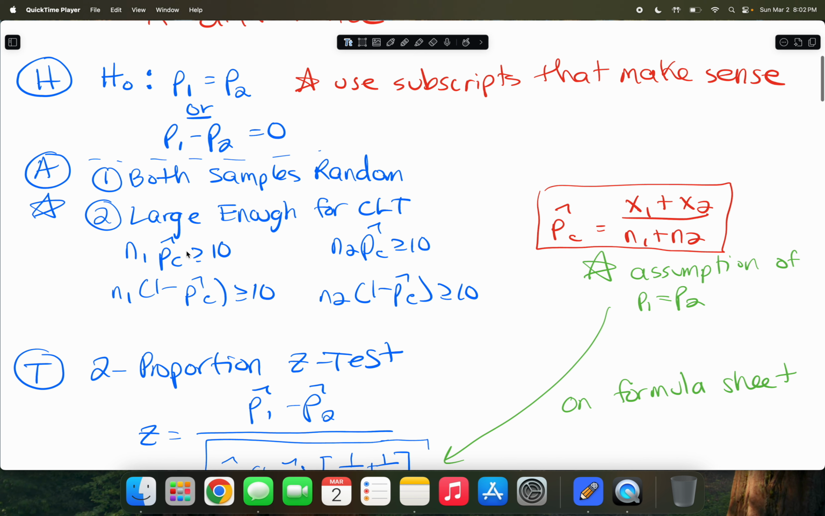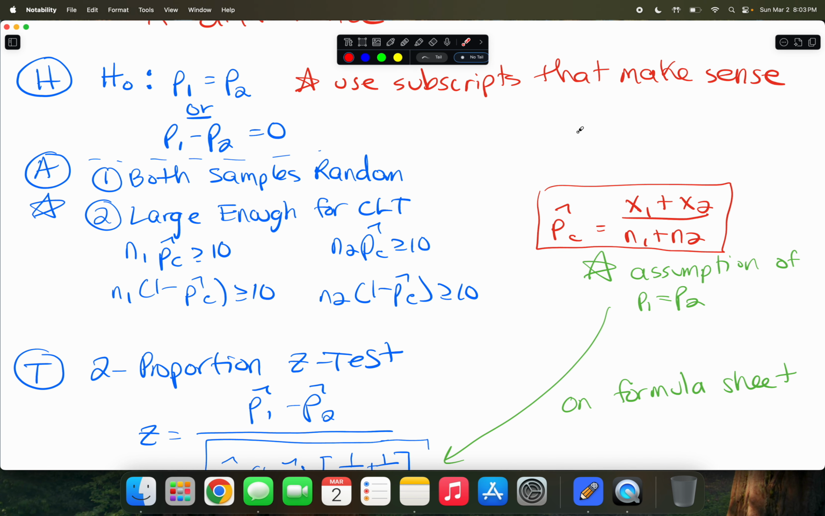When we get to our assumptions now, again, still both samples have to be random, but we do have that one additional piece here when it comes to checking for the central limit theorem. When we had a one proportion z-test, we used the null hypothesis proportion to check for the CLT. When we have a two proportion, we don't know what that proportion is if they're equal. And so, in order to get the best estimate of what that's going to be, we create this thing called the pooled proportion, which you see over here, this p hat sub c.